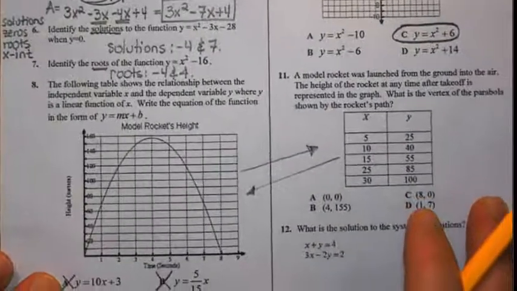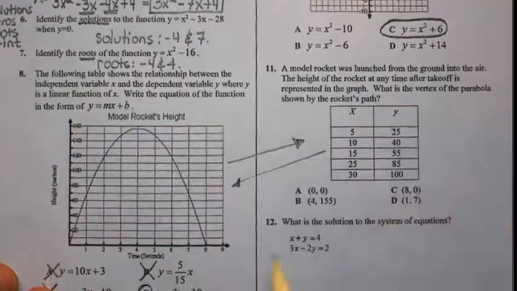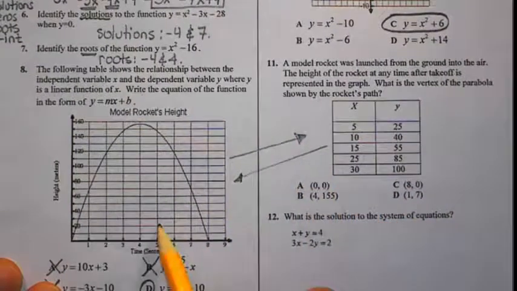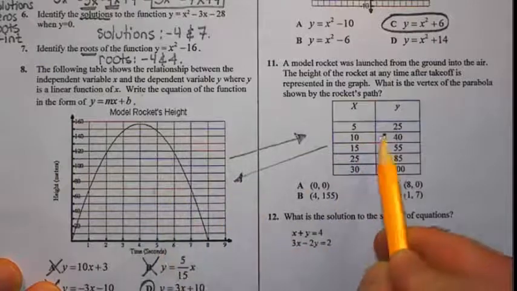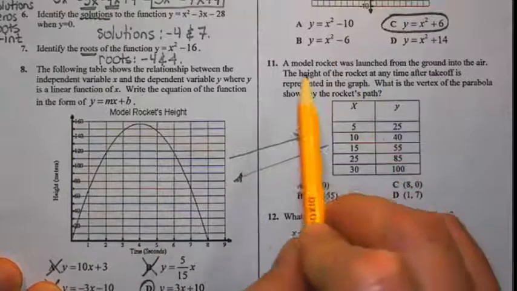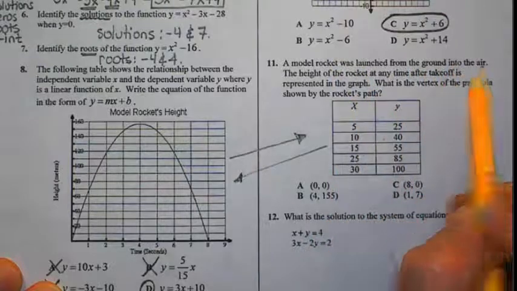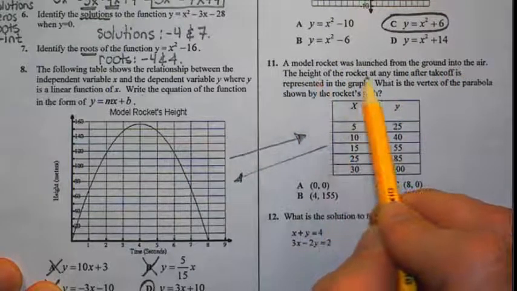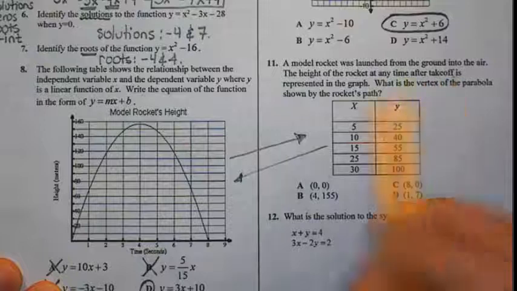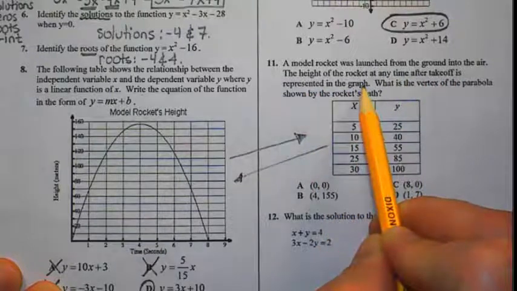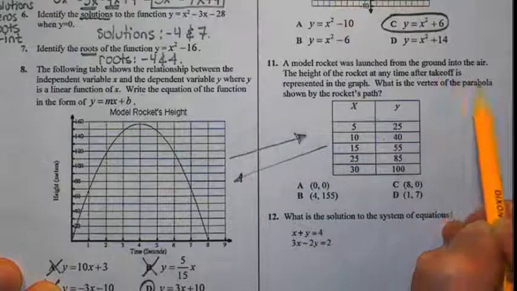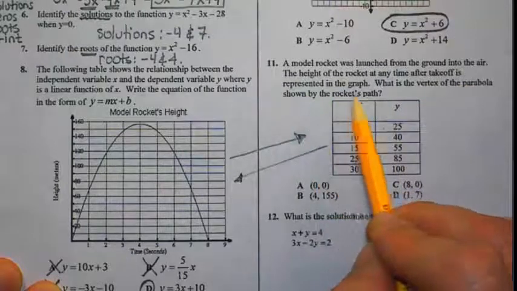Now remember, for number 11, I made a mistake. This table belongs to number 8 and this graph belongs to number 11. The question says, a model rocket was launched from the ground into the air. The height of the rocket at any time after the takeoff is represented in the graph. What is the vertex of the parabola shown by the rocket path?